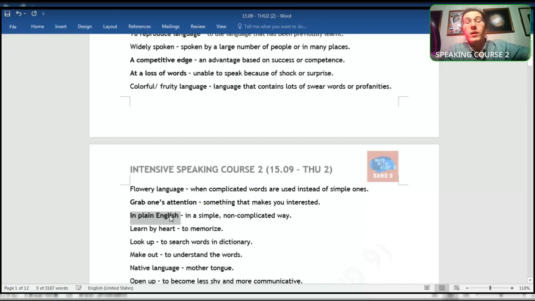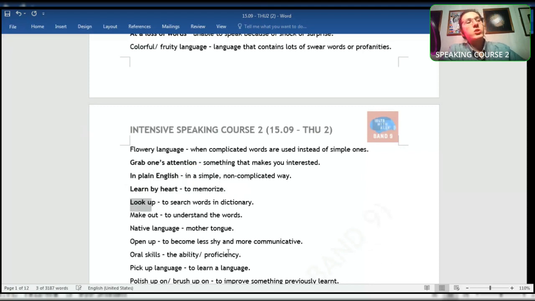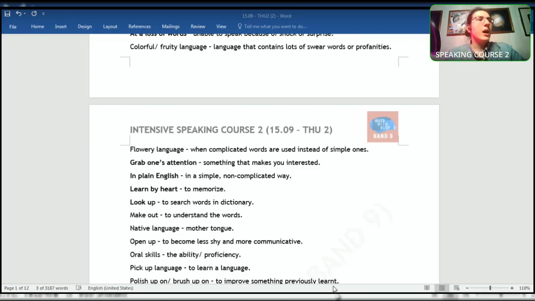In plain English means simple. Whenever you explain something that is not difficult, whenever you just explain it simply, you explain it in plain English. Let's keep going. To learn by heart means to memorize something. Simple, easy. I think that makes sense. Let's keep going. Look up. This means to search for words or any kind of information online, on Google, whatever, any place. So look it up means to find the information.